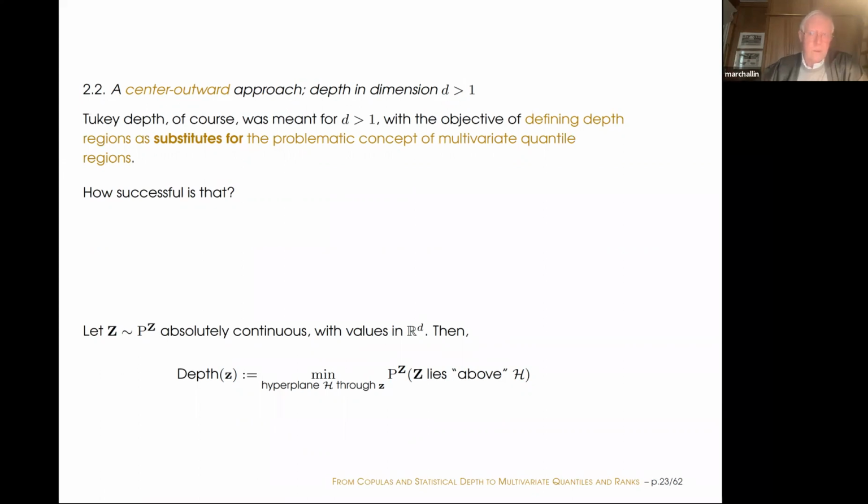Also, when you go to higher dimension, 2, 3, etc. So let us look at this center outward approach and this Tukey depth approach in dimension D strictly larger than 1 now. Because in dimension 1, we don't need that. We have the traditional definition, which is okay. Now, Tukey depth, of course, was introduced for higher dimensions.